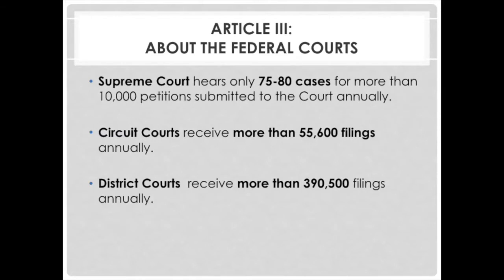When most people talk about the federal courts, they think of the Supreme Court. Yet the Supreme Court only hears about 75 to 80 cases every year. More than 10,000 petitions are submitted to the court every year, but the court is able to select those cases which it will hear and make decisions on. Circuit courts of appeals also play a significant role. That is where more than 55,000 filings happen every year, and a lot of cases are also resolved. But the majority of cases are finalized in district courts. The district courts are all around the country, and they receive nearly 400,000 filings annually.